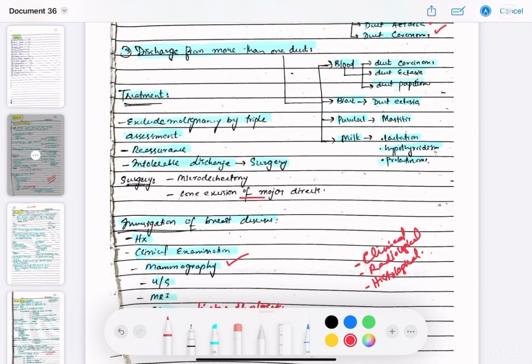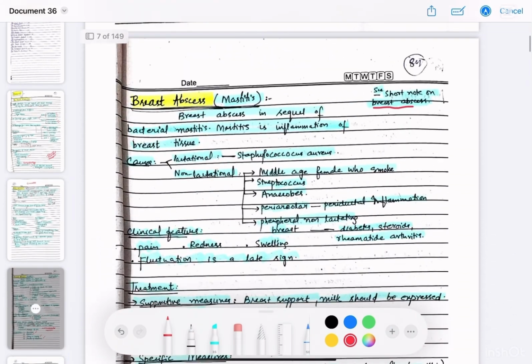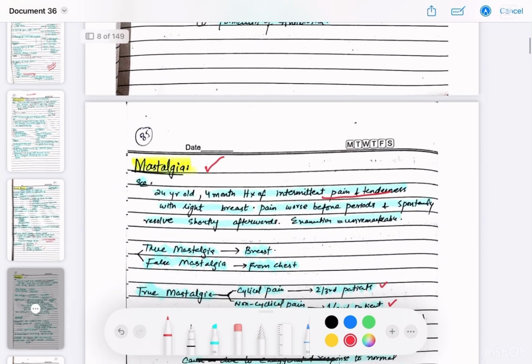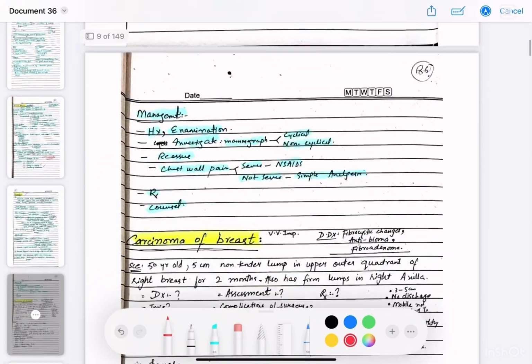Then we have discussed the fibroadenoma, which is also known as the breast mouse, and then we have discussed the breast abscess, which is mastitis, and then we have discussed the mastalgia, which is the cyclical breast pain or any other, and there is intermittent pain and tenderness with the right breast and pain worse before period. So this is mastalgia. Now coming towards the carcinoma of breast.